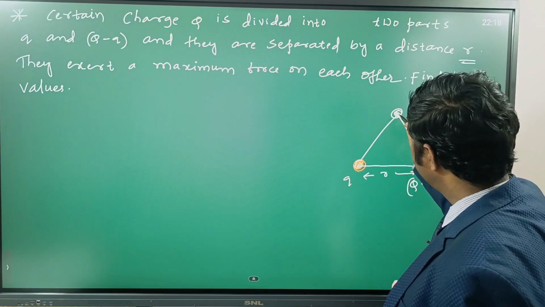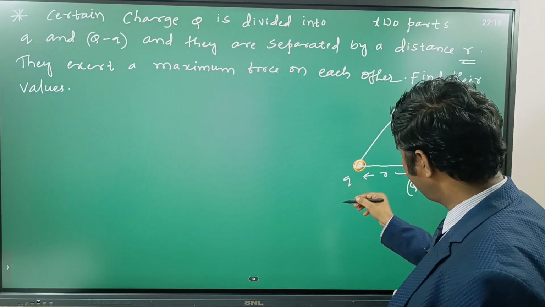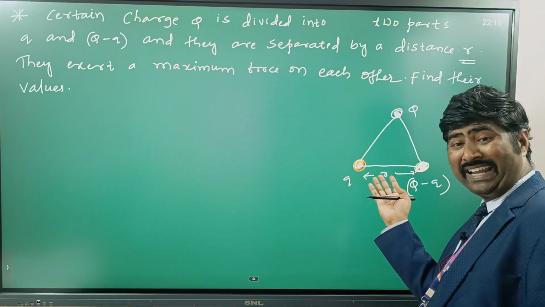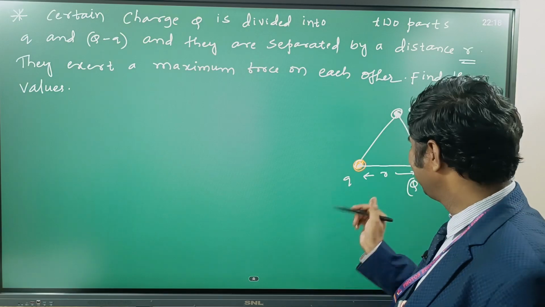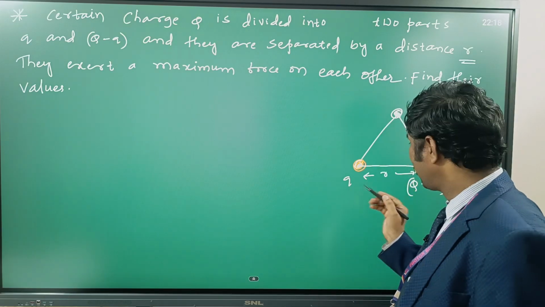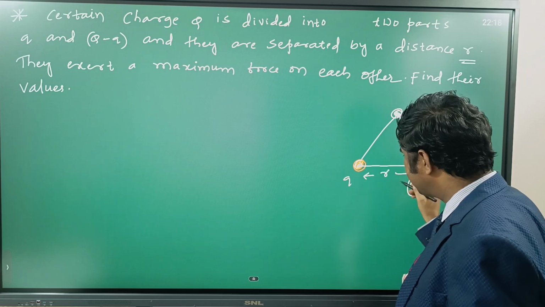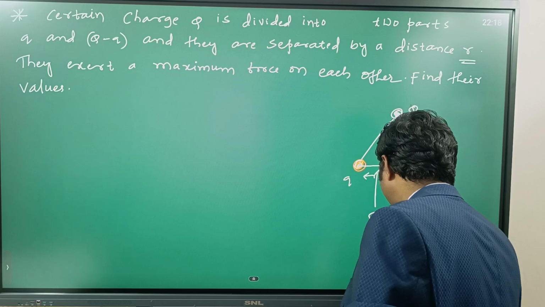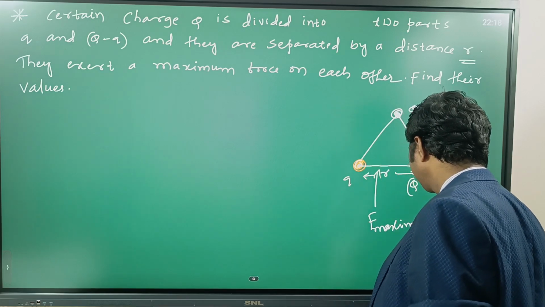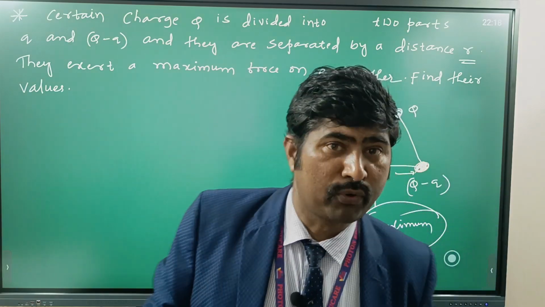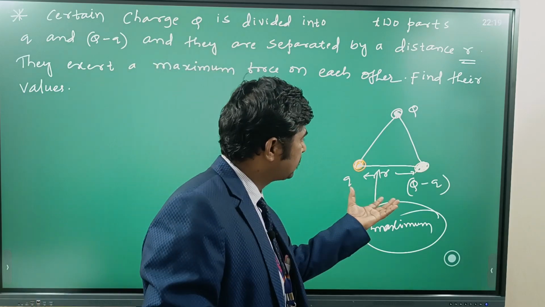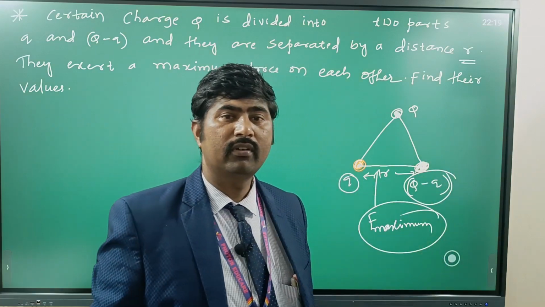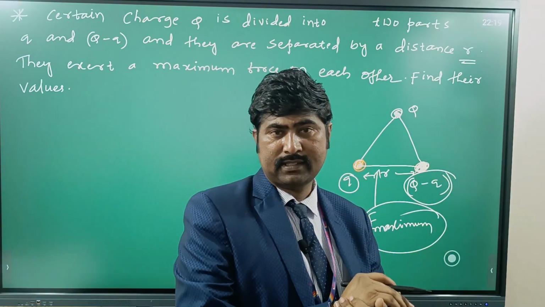Understand? This is the charge and it is divided into two parts. One is q, another one is Q minus q, and after dividing the charge, they are separated by the distance r. So now what happens here? There is a maximum force. They have given the condition that between these two charges there exists a maximum force. Then, if there exists a maximum force between these two charges, what are the values of these two divided parts?